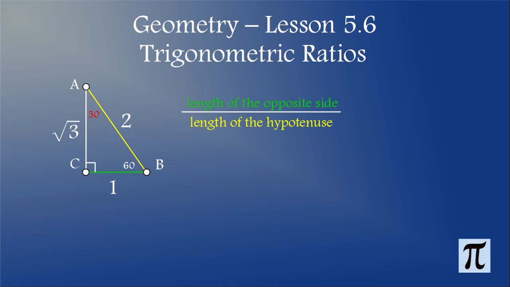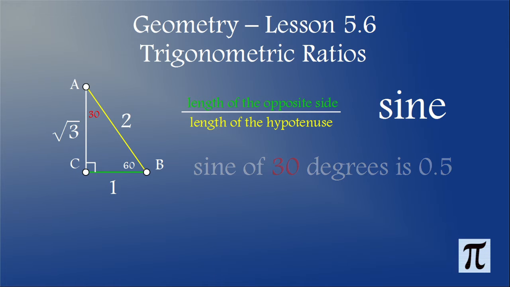When we take the ratio of the length of the opposite side of an angle over the length of the hypotenuse, this is called sine. So the sine of 30 degrees is 0.5. Mathematically, we would write it like this. We use a 3-letter symbol, SIN, for sine. So the sine of 30 is equal to 0.5. This is true for all right triangles that contain a 30-degree angle.